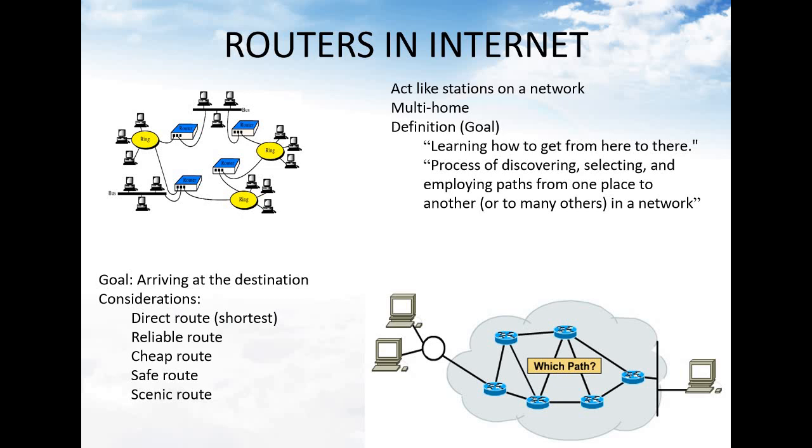That is the process of discovering, selecting and employing the path from one place to another, or to many others, in the network. We are going to collect which path is the best one. Arriving at the destination, we consider the direct route, which is the shortest path, or the reliable route, cheap route, safe route and the scenic route. So the routers are used to find the shortest path or the best path.